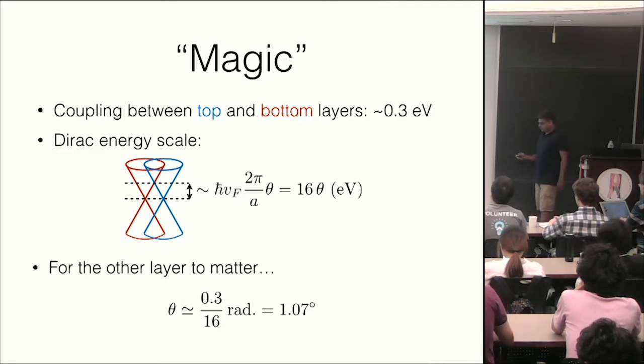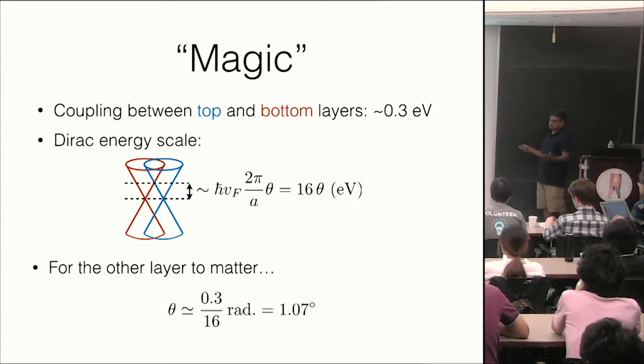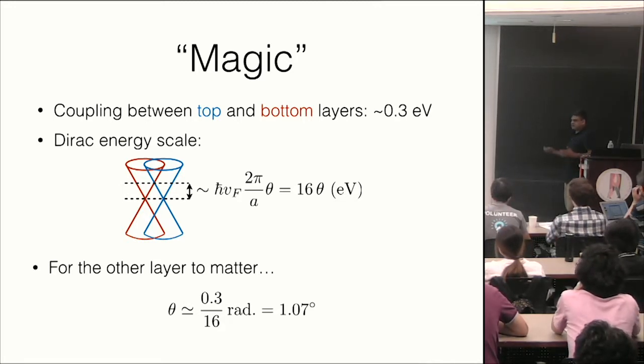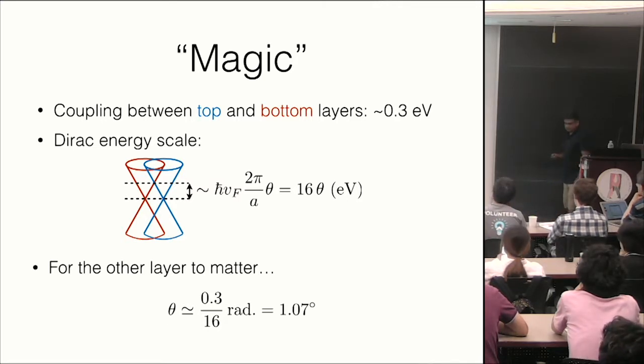You don't know for sure that it's going to give you this extremely flat band. But if the scales are really off, for example, if this angle is very large, this coupling is not going to do much to your band structure. You can sort of neglect it. It's only when the angle drops below this ratio, about 1 degree, that interesting stuff can happen. It still remains to be seen if it does.